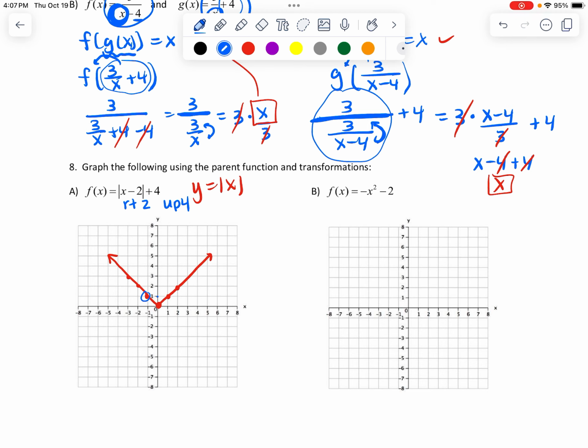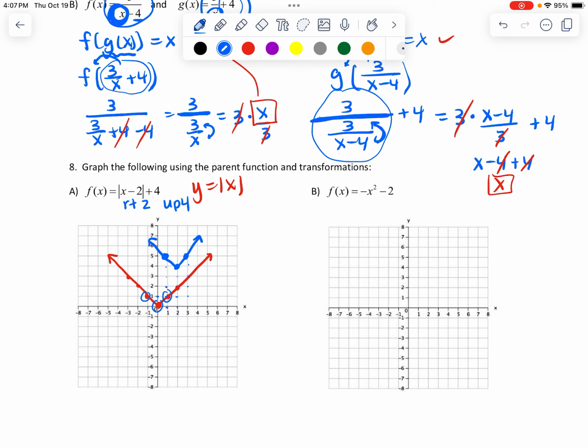If I go right 2 and then up 4, 1, 2, 3, 4, it's going to be here. Maybe take this point, go right 2 and up 4, 1, 2, 3, 4. And maybe take this point and go right 2 and up 4, 1, 2, 3, 4. My V is going to be something like this. Okay, and then you guys just kind of stand back and go, well, did the red move right 2 up 4? Yeah, it kind of looks like it.